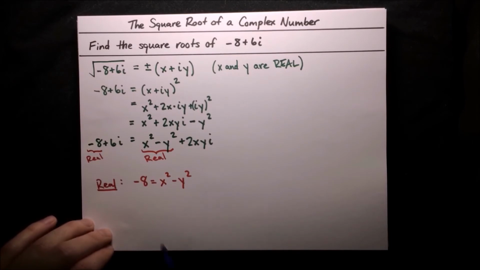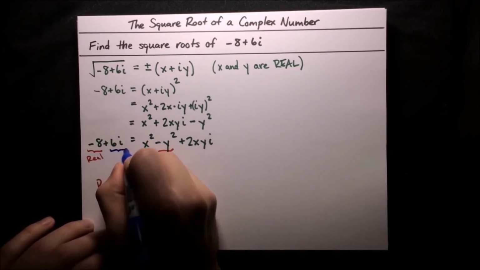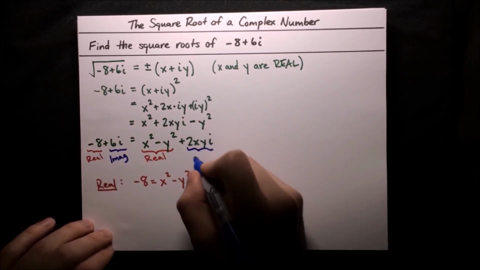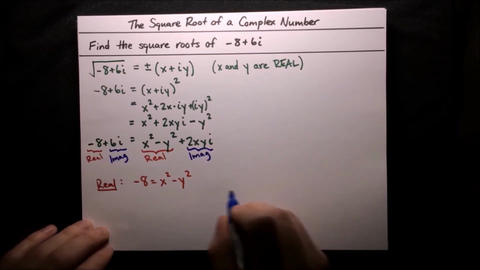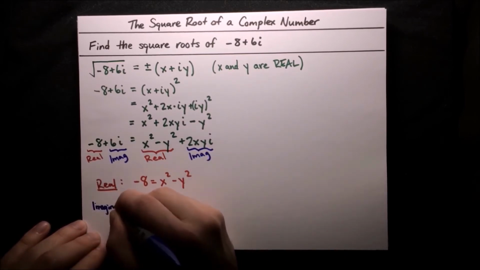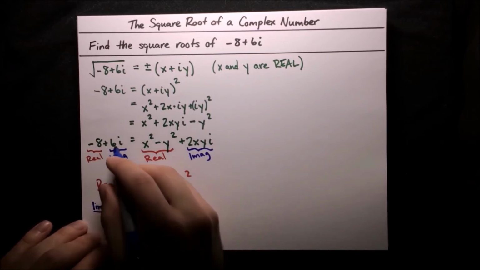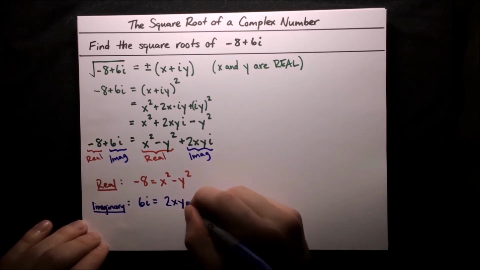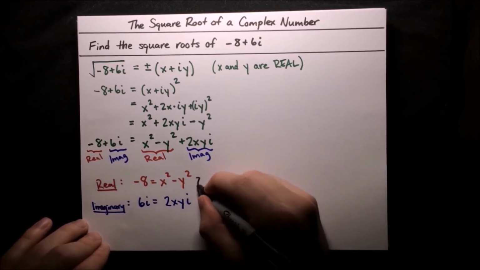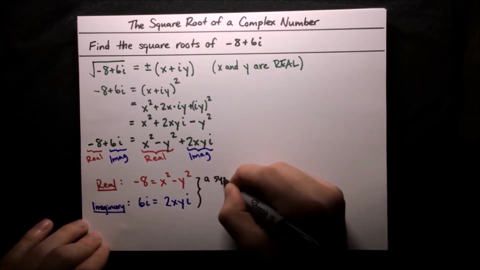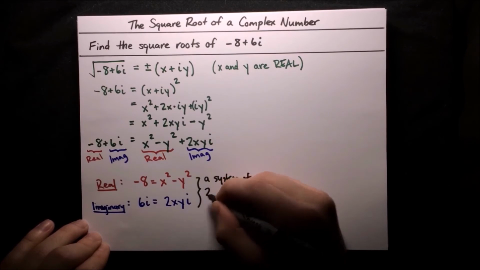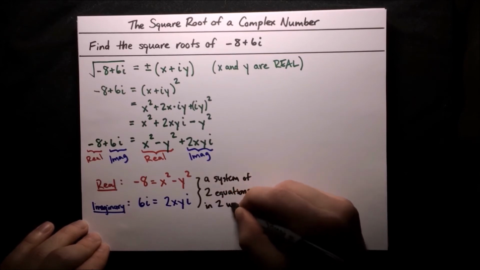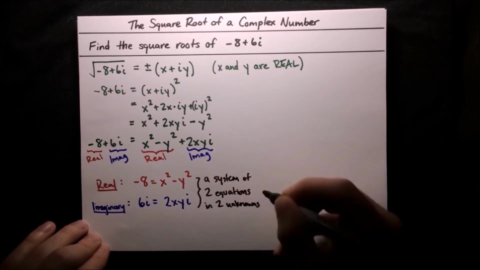And by the same token, we've also got an imaginary equation. This 6i here is imaginary, and then this 2xyi is also imaginary. So we've also got an imaginary equation that goes 6i is equal to 2xyi. And now these two equations form a system of two equations in two unknowns. And we can solve that.